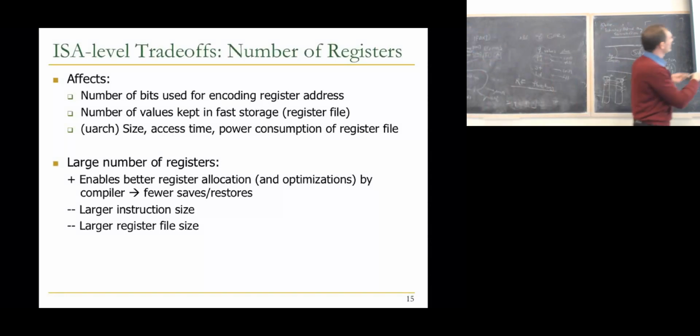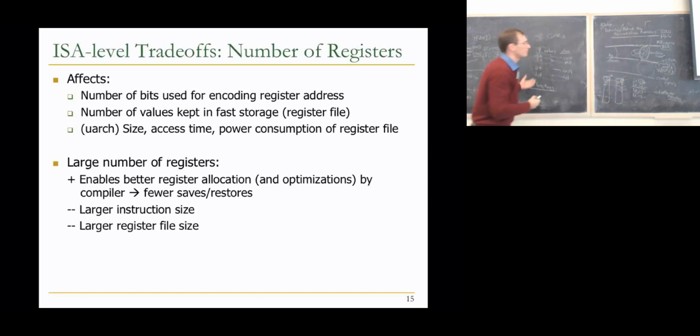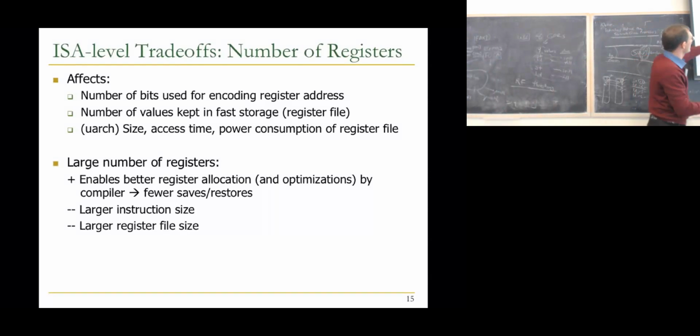And this is definitely dictated by the number of registers in your ISA. If you have more registers, you have fewer saves and restores, and you have better performance. And this is exactly the reason the x86 ISA moved from 8 general-purpose registers, which was not enough for many programs, to 16 general-purpose registers today, which is much better. A lot of RISC ISAs have 32 general-purpose registers. Well, the downside of a large number of registers is obviously larger instruction size, because you need more bits to specify the register, and larger register file size.